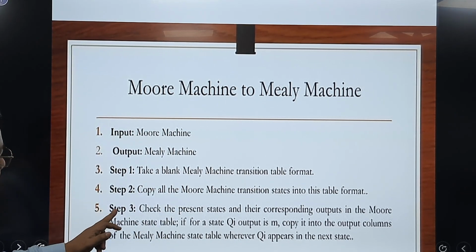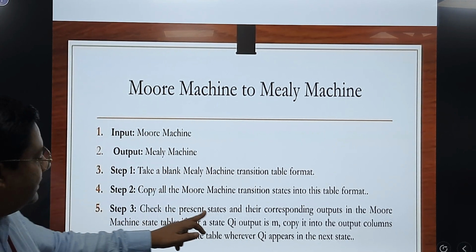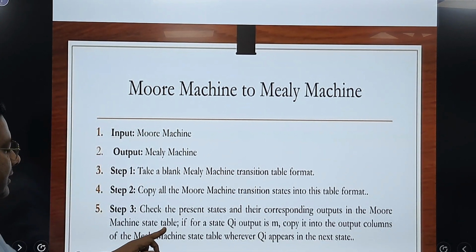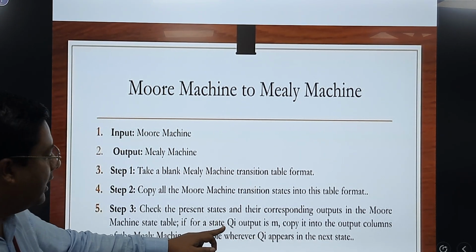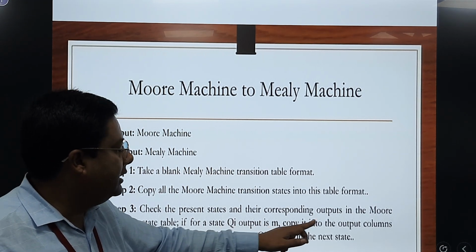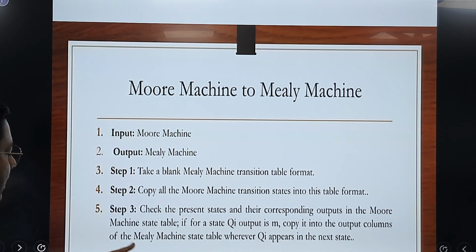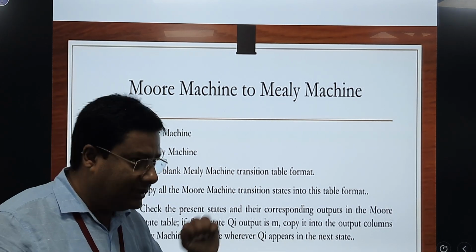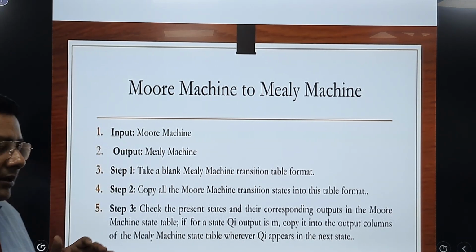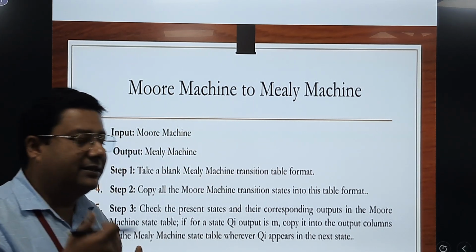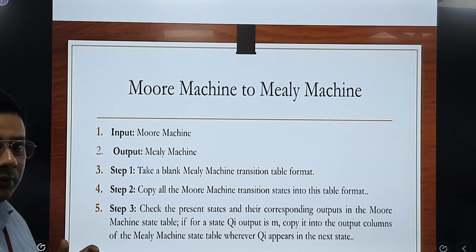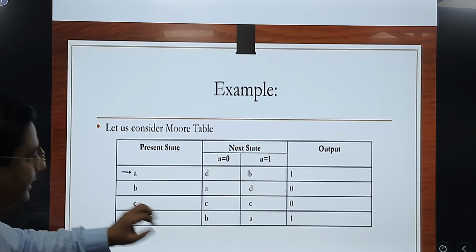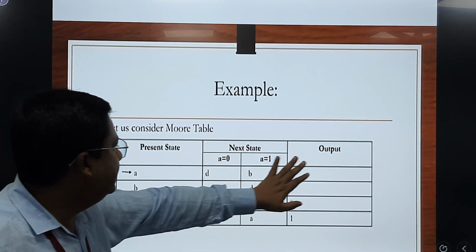Third step: check the present state and its corresponding output in the Moore machine state table. If for a state Qi the output is m, copy it into the output column of the Mealy machine state table wherever Qi appears in the next state. It means wherever we are getting the next state, copy the output value. This is the present state, this is the next state, this is the output.